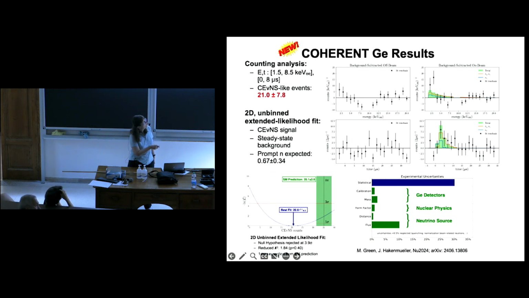These are the off-beam measurements, which we use to subtract the background, which is actually relatively small for germanium, and this is what gives us a result. It's a total of 21 events compared to about 35, I think it is, expected from the standard model. And so here are the uncertainties. This is statistically dominated.